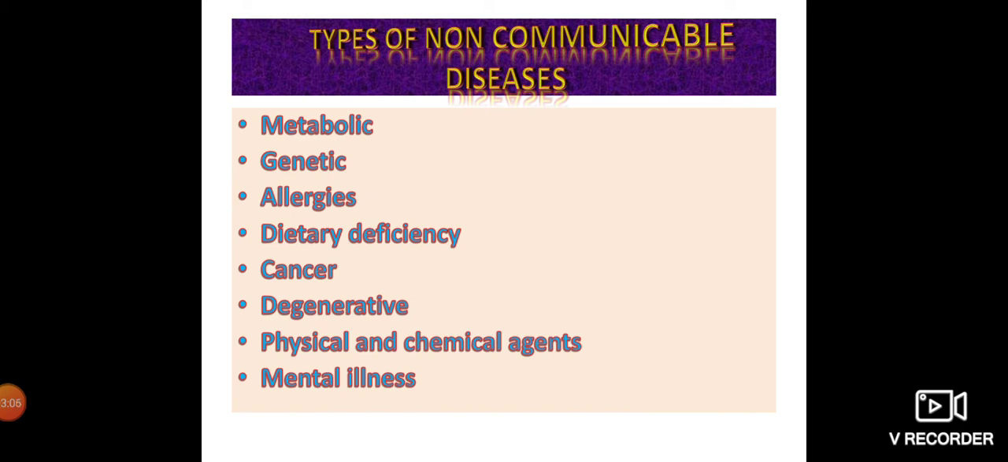Then degenerative diseases, that is due to aging. Disease occurs due to aging. There is arthritis, cataract, etc. Then physical and chemical agents also cause some diseases. They are dust, sunlight, radiation, poisons. And next is mental illness. If our mental health is not well, that causes depression. So these are the different classifications of non-communicable or non-infectious diseases.